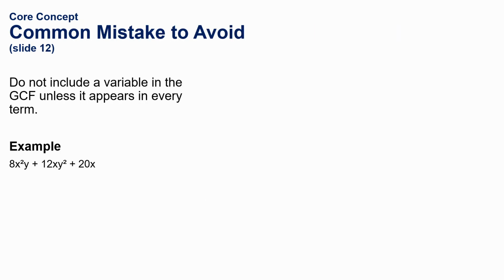One thing I want to highlight as a common mistake to avoid is do not include a variable in the GCF unless it appears in every term. So for example, if I have 8x to the second power y plus 12x y to the second power plus 20x, do you notice how the y variable only appears in the first two terms, here and here? It does not appear in this third term. So you would not put a y variable in the GCF.